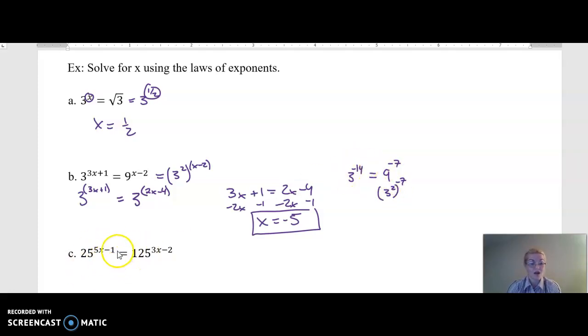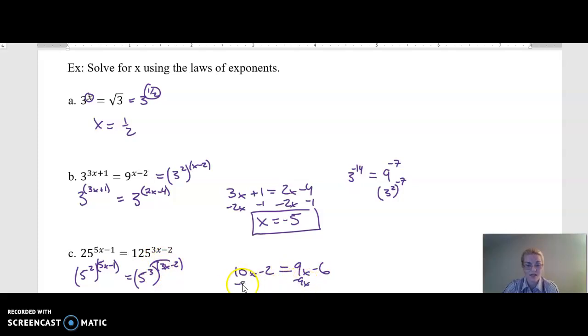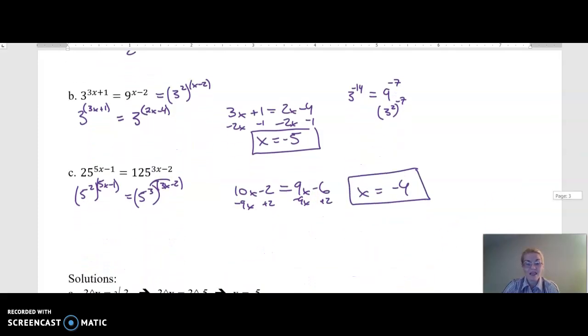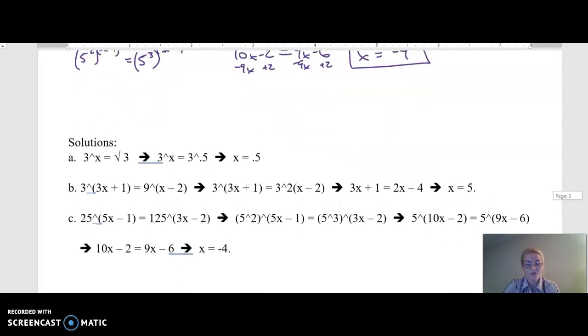How about over here? Here, our common base is going to be 5, right? So 25 is 5 squared to the 5x minus 1, put that in parentheses, and this is 5 cubed to the 3x minus 2. So I'm getting 2 times 5x minus 1, so that's 10x minus 2, is this exponent here, which needs to equal 9x minus 6. And again, subtract 9x, add 2, and in this case, x is going to be -4. And that's it. And there's the solutions.